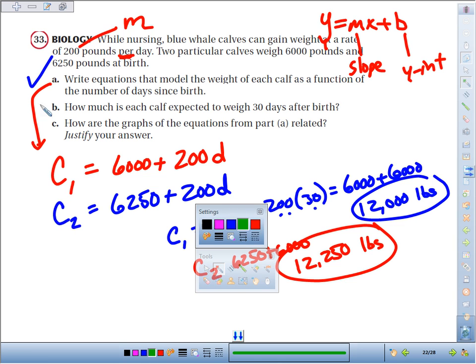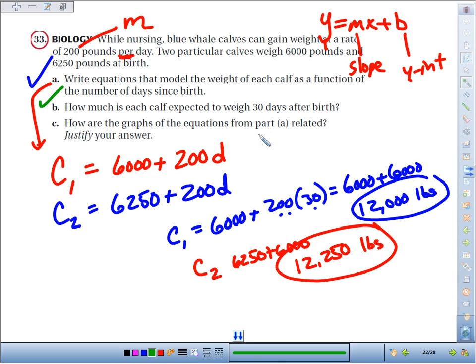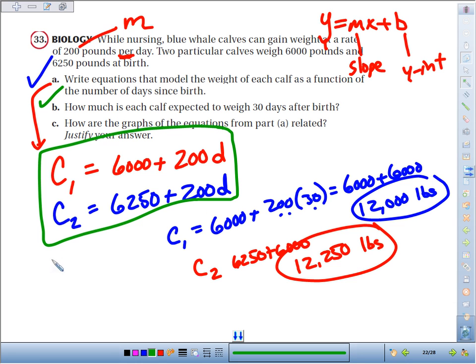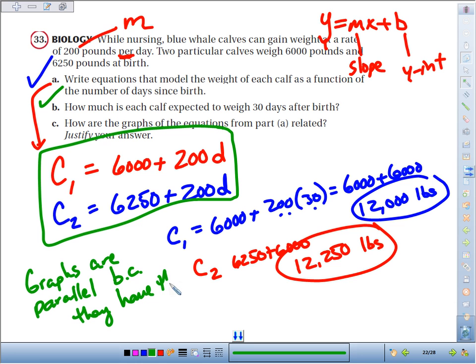And then part C asks us, how are the graphs of the equations from part A related? So how are these graphs related? Well, even though they have different y-intercepts, they do have the same slope. So it doesn't ask us to graph it, it just says how they compare. So we could say that the graphs are going to be parallel because they have the same slope.